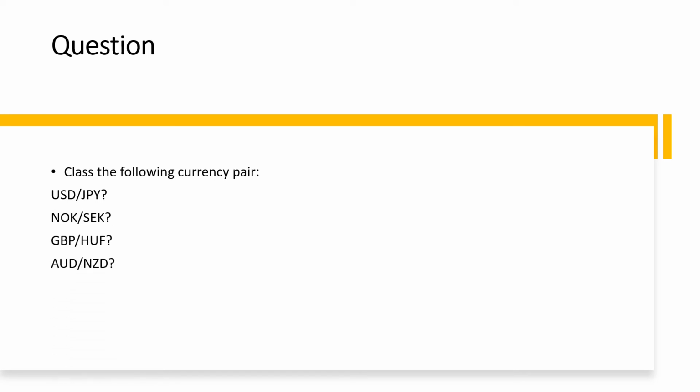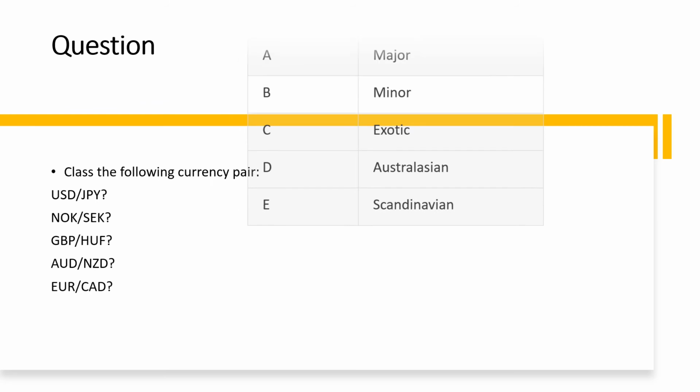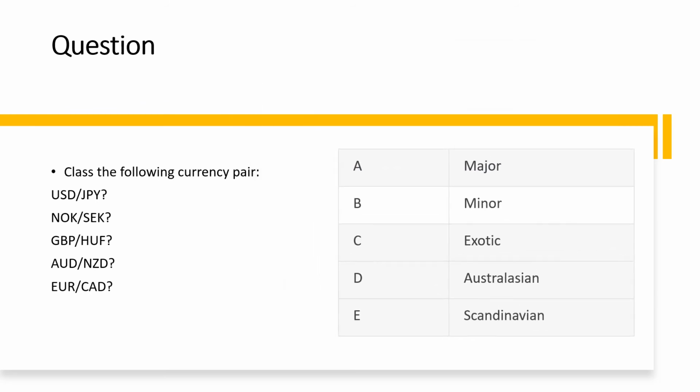Question. Class the following currency pairs. United States dollars JPY, NOK Swedish krona, British pounds HUF, Australian dollars NZD, Euros CAD. Please leave your answers in the comment box.